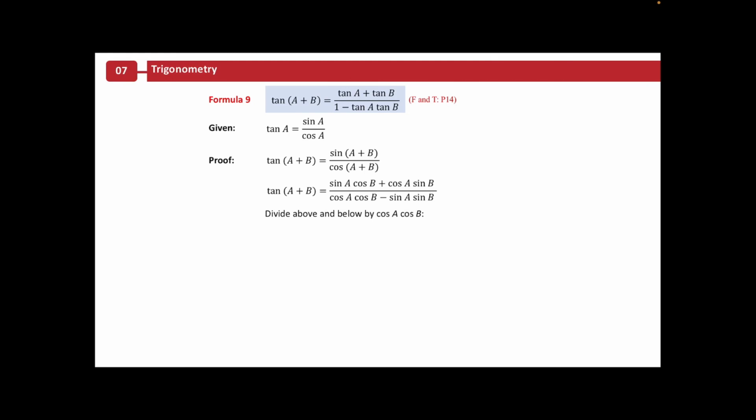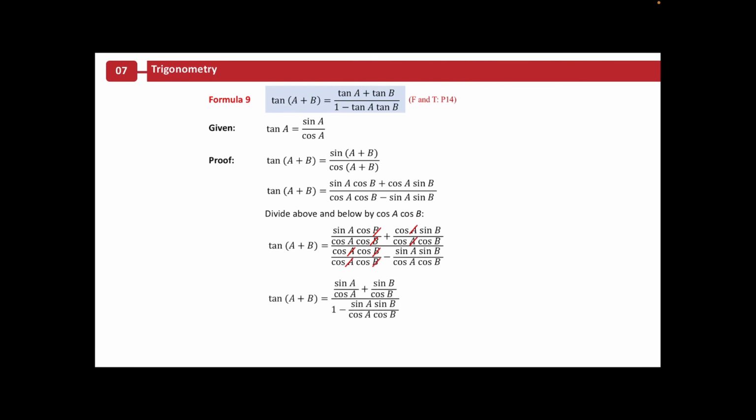Divide the above and below by cos A cos B. And cancel out our cos B terms and cos A terms. We're left with tan of A plus B equals sin A over cos A plus sin B over cos B all over 1 minus sin A sin B over cos A cos B. And therefore tan of A plus B equals tan A plus tan B over 1 minus tan A tan B. Please pause the video and take down this proof.